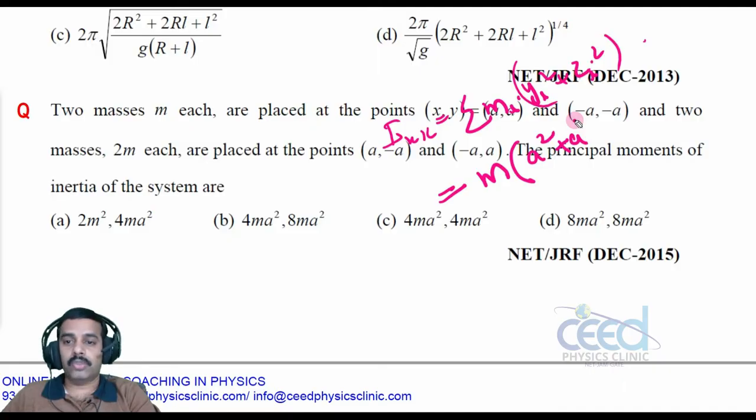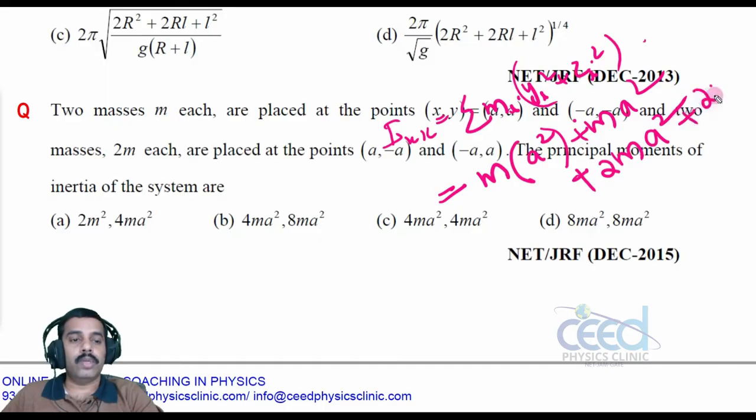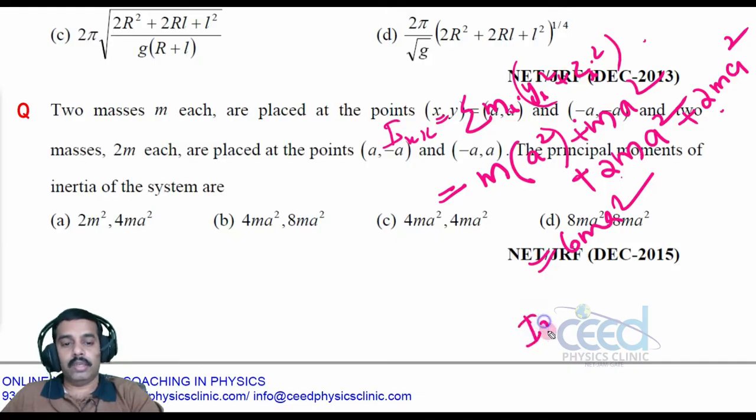and the second mass also is m, and the coordinate is again m into minus a the whole square, that is again a square, plus for the mass 2m, it is 2m into a square and 2m into a square. So 2m a square, 2m a square, that is 6m a square, right? That is Ixx. What about Ixy?